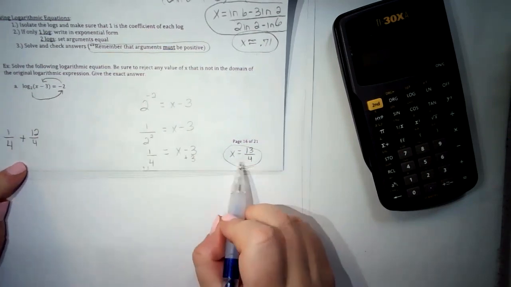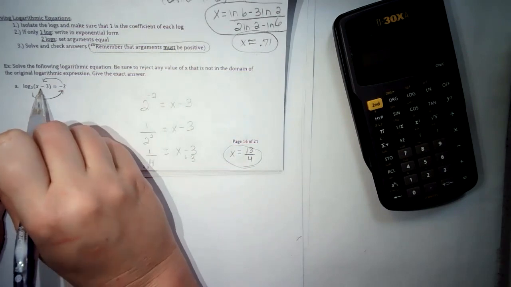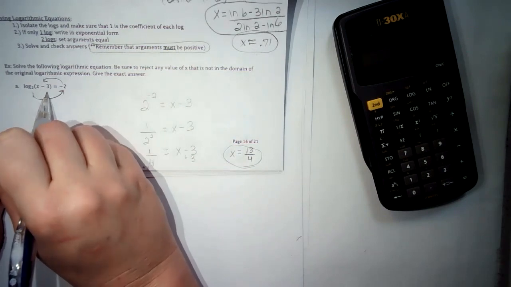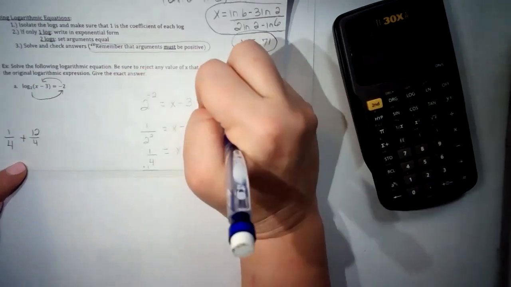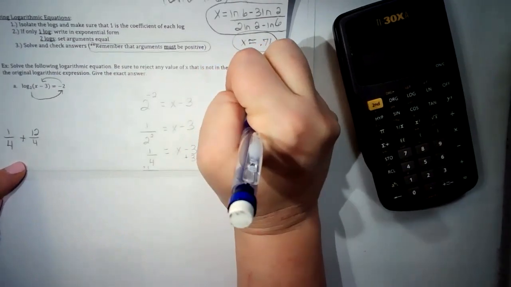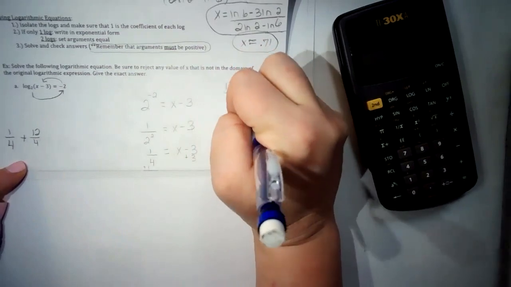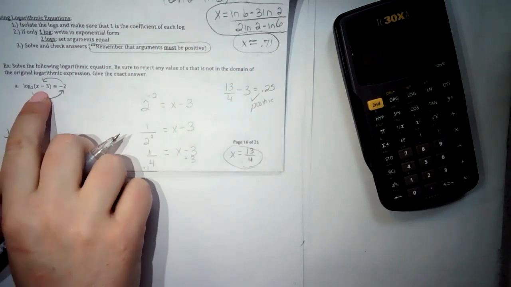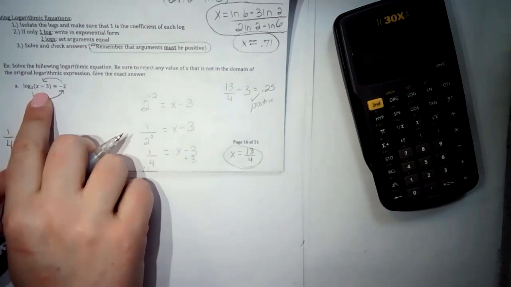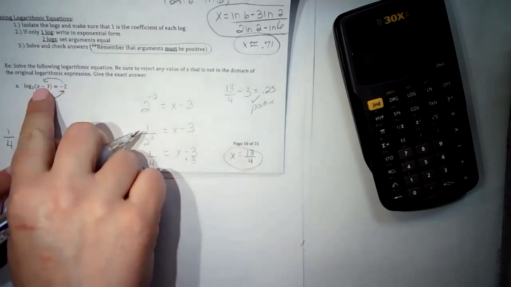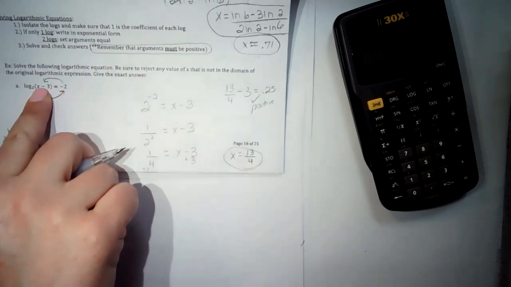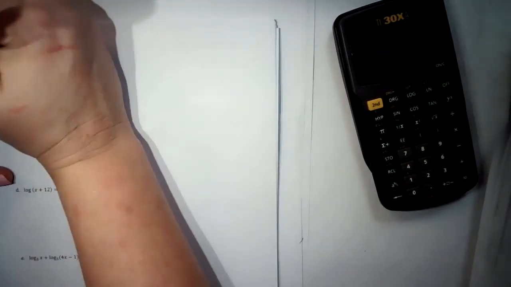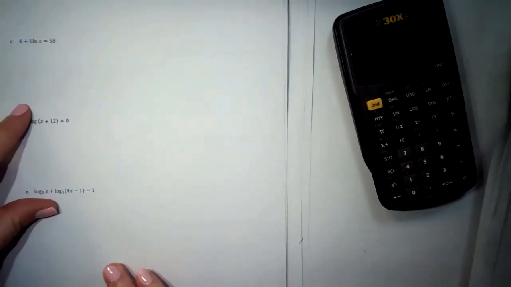Now, remember, we then need to check that. So if I put that into my argument, 13/4 minus 3, it's positive. So since it's positive, I get to keep it. You have to check it by putting it back into your argument. And if your argument is still positive after you put this back in, you're good to go. But you have to check it, okay? All right, let's try another one. We're not going to do all of these because they're just not that bad. Let's do C.